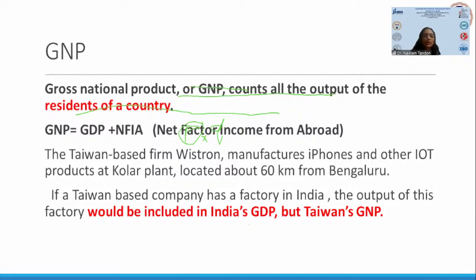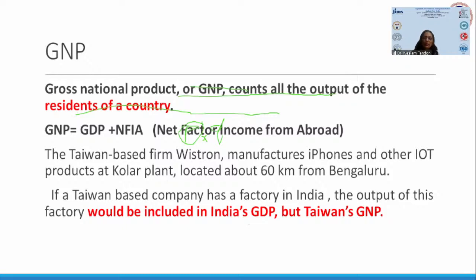The example I have quoted here is the Taiwan-based firm Wistron, the manufacturer of iPhone. Close to Bangalore, they have established a factory where they are manufacturing iPhones. And it's a Taiwan-based firm. Since it is a Taiwan-based firm having a factory in India, it is part of domestic, so it is part of GDP. But it is not part of GNP of India, because this firm is from Taiwan. It will be part of the GNP of Taiwan because they are the nationals of Taiwan.